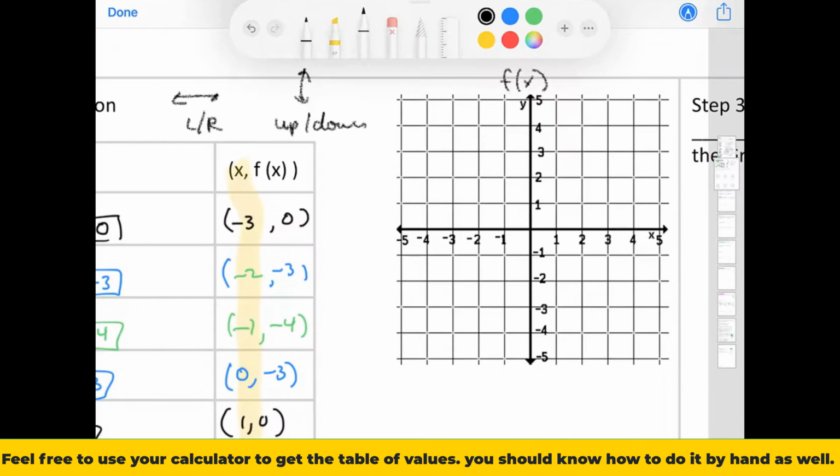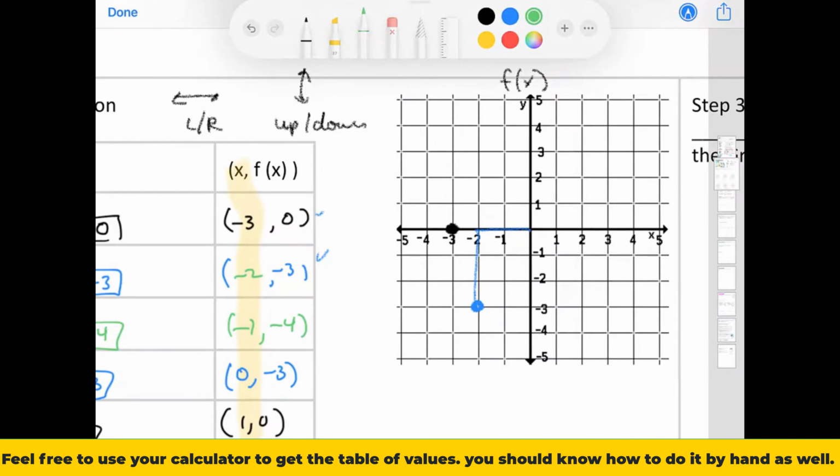That means I have to go left or right. Well, negative is to the left. And then 0 means just stay. So there's my first ordered pair in black, negative 3, comma, 0. Okay, next, negative 2, negative 3. Negative 2 on the x-axis, so that means left 2 this way. And then negative 3 means, is it up or down? Well, negative values are down, so it would be right here.